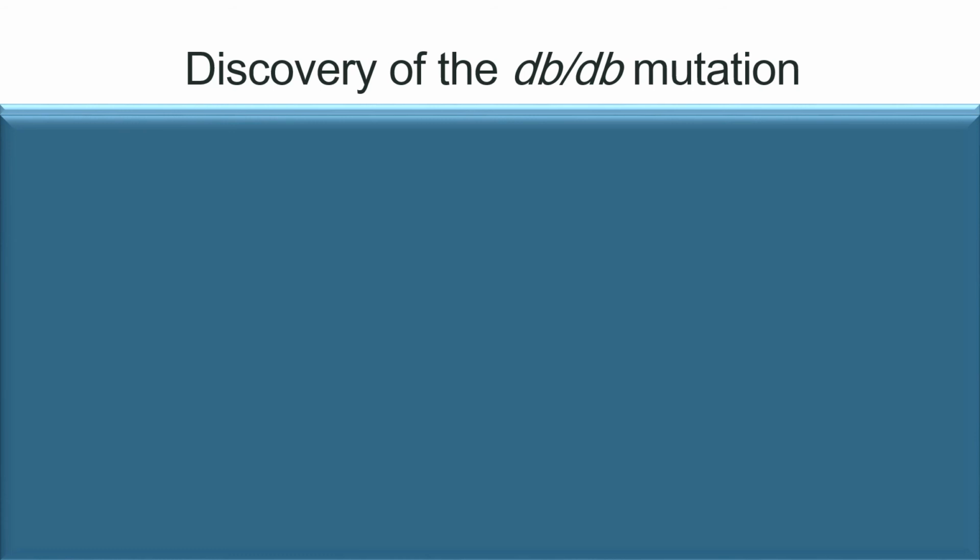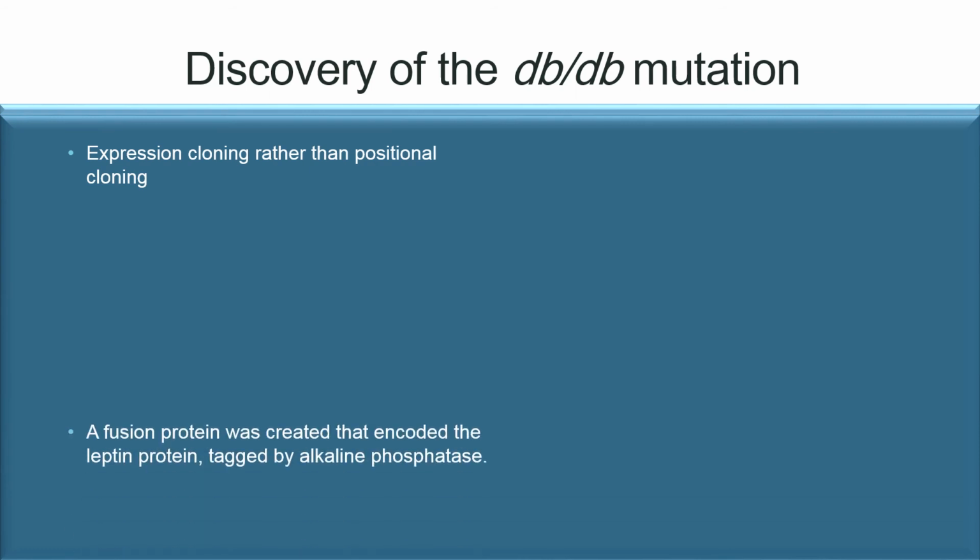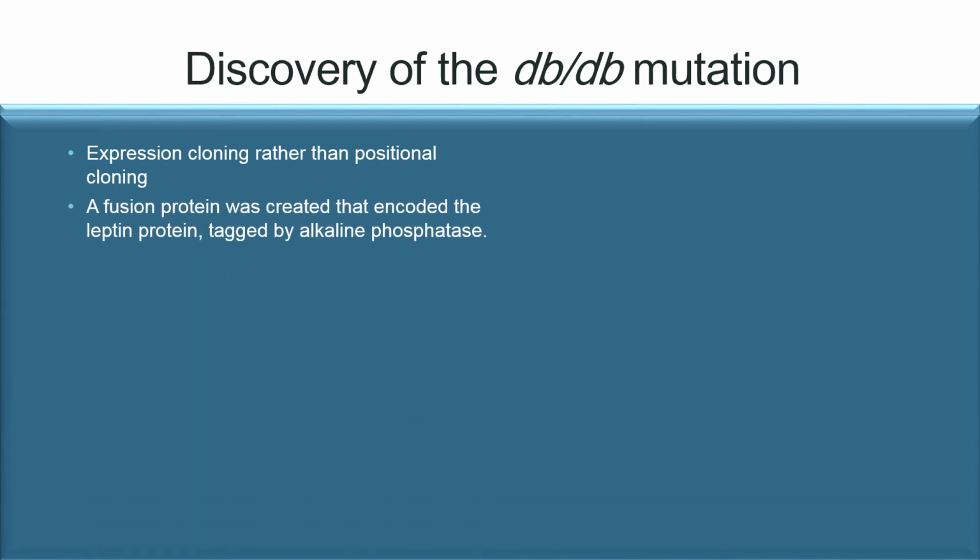Interestingly, although it took many years to clone the OB or leptin gene, the cloning of its receptor went much faster. Tartaglia and colleagues decided to use expression cloning rather than positional cloning. So rather than doing lots and lots of animal breeding and documenting recombination events, they took advantage of the fact that the leptin protein was already identified, and the sequence of it, both at the level of nucleotides and of amino acids, was already known.